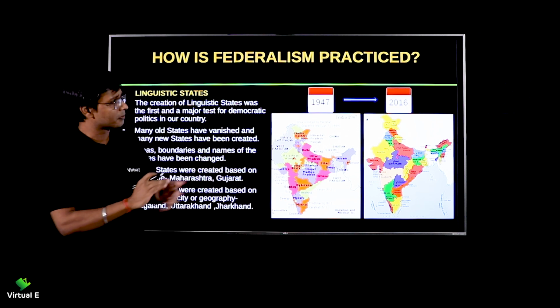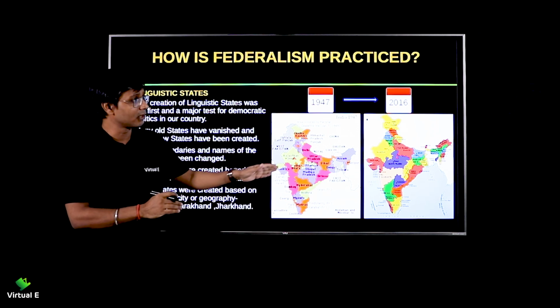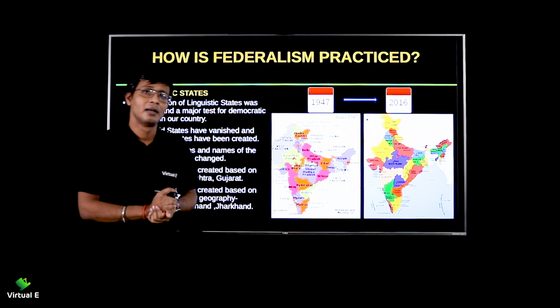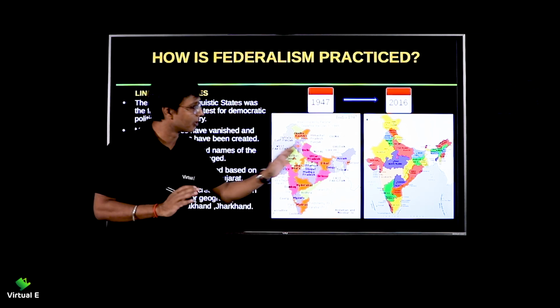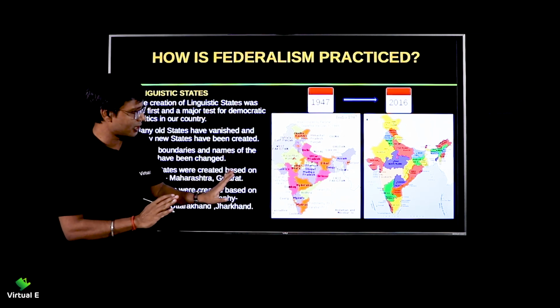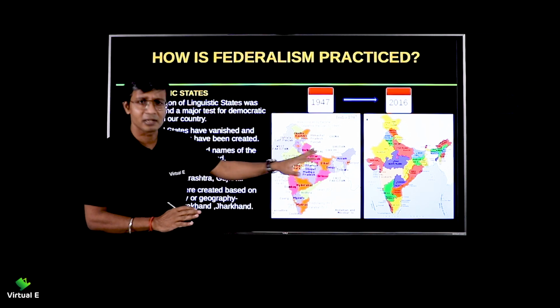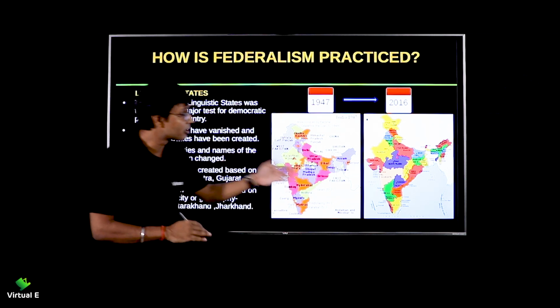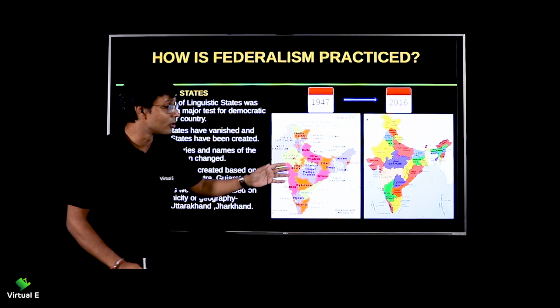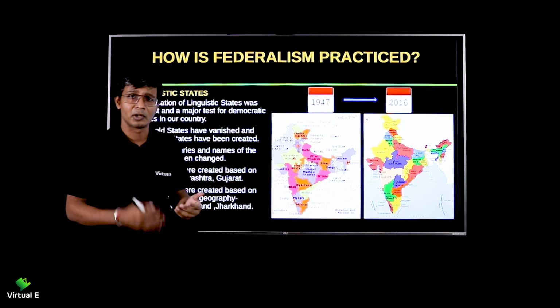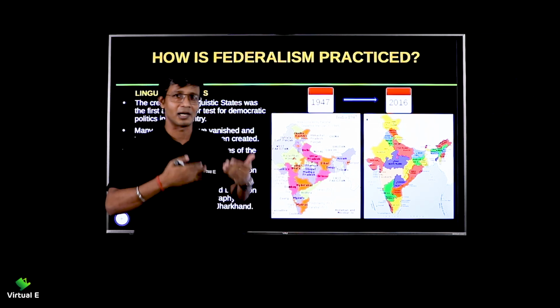Can you see these two maps? Yes, one is of 1947, the other one is of 2016. There's a big change in both of them. If you check carefully, you will see definite boundaries of the states are moving here and there. There are new states which are coming up here, and there are some old states which have literally vanished. But obviously, कुछ पुराना erase करोगे तभी तो नया कुछ आएगा.